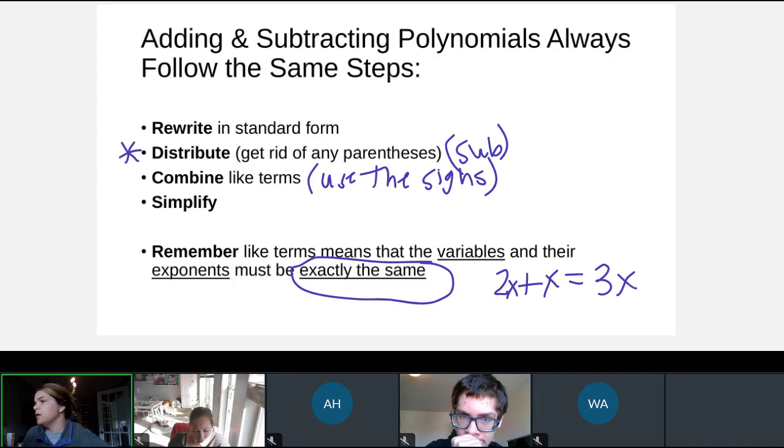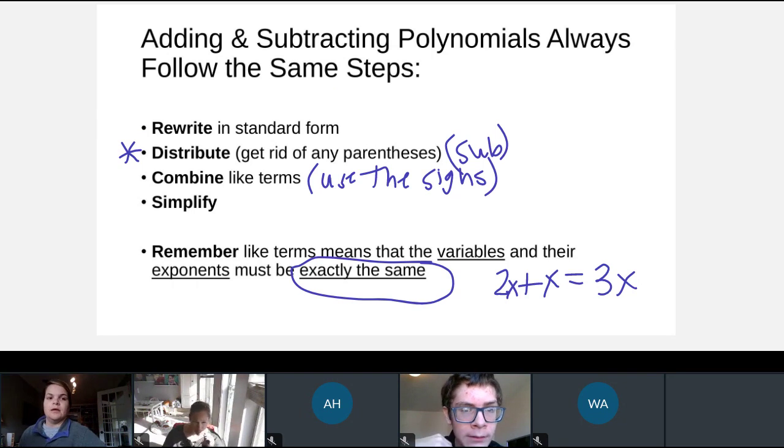Yay, okay, awesome. Before we go, if you did not write down the steps to adding and subtracting polynomials, here's a quick recap. Go ahead and write these down or take a picture with your phone. And then if you are having trouble logging into ClassKick, please send me an email so that I can email you back and we can troubleshoot together. Okay?